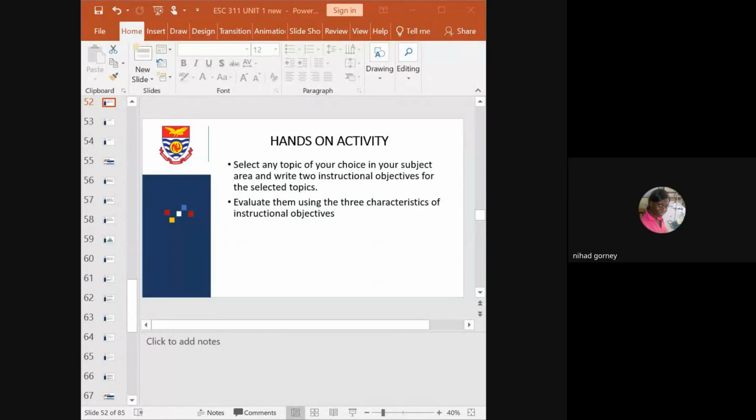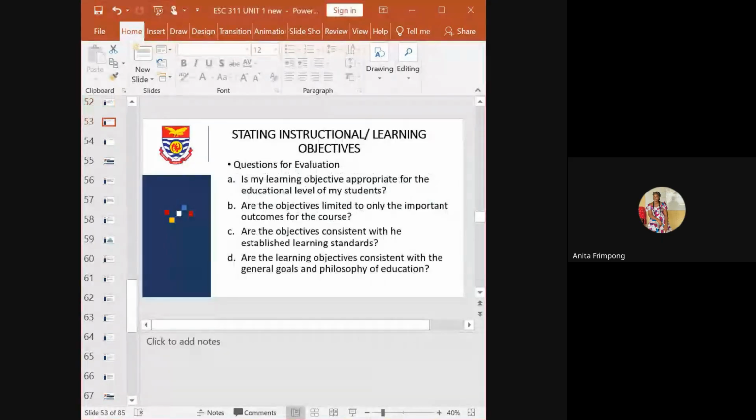Okay. Yes, Anita. Okay, so mine is by the end of the lesson, the students would be able to compare at least 2 differences between food chain and food web. Okay, that's nice. We are hearing you. Give us the characteristics. So the performance here is to compare. And then the condition is the differences between the food chain and the food web. And the criterion is the 2 differences. Very good. 2 differences. Thank you very much.